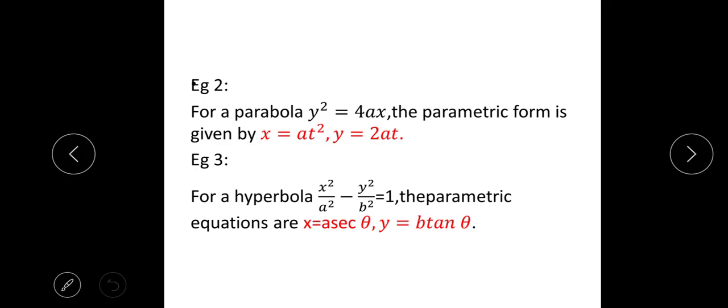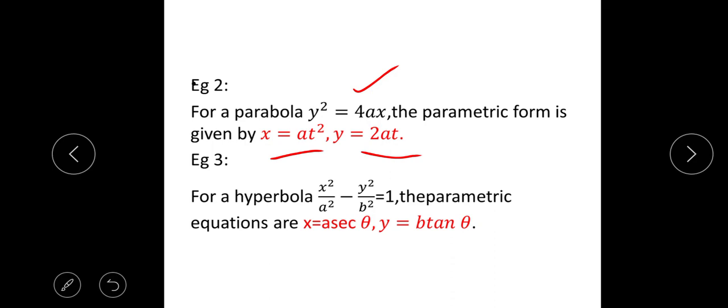Now, second example, you consider the equation of a parabola. Y square is equal to 4ax. See, in this equation, y square is equal to 4ax, you can see two variables. One is x and the other is y. So actually this equation is in the Cartesian form. And the same equation can be represented in parametric form also. And this is x is equal to at square, y is equal to 2at for any parameter t.